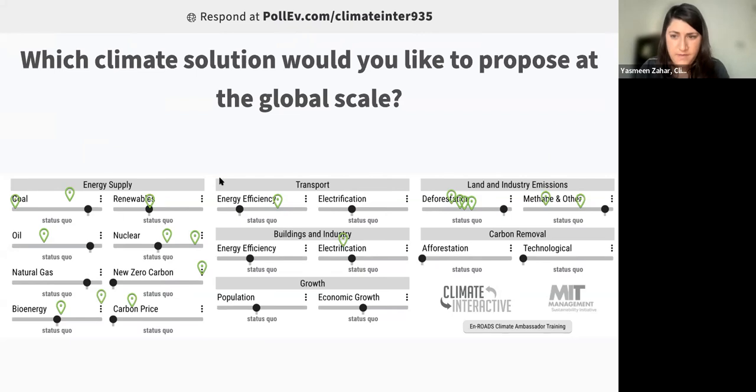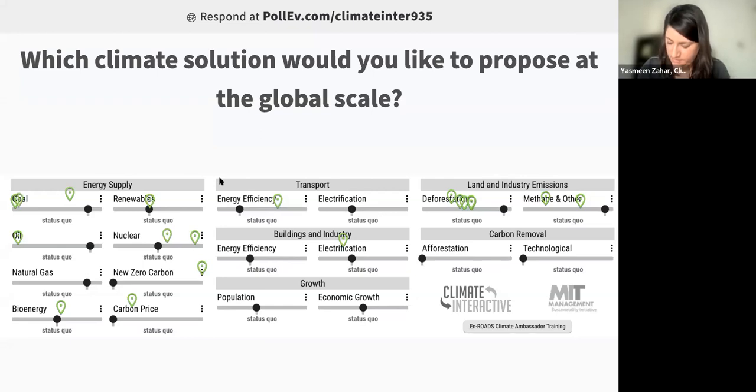So I think maybe for our top four, we've got a lot of great answers coming into the chat as well. We'll do coal. I see a few more for renewables. We've got a good amount of votes for deforestation, and a few coming into the chat on carbon price. So let's start with those four.